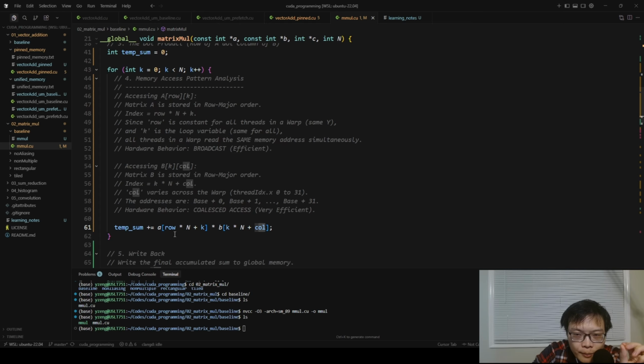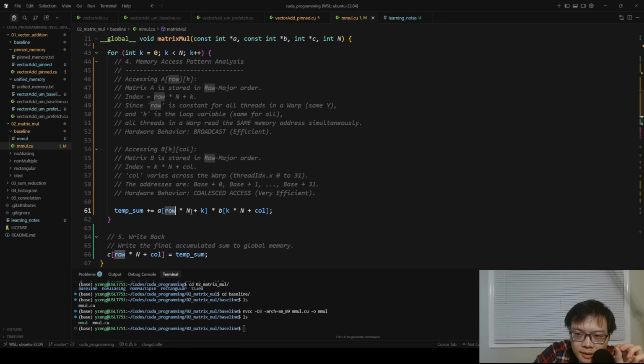Then let's check the matrix A access patterns. Again, assume k equals 0 and row equals 0. So this index simplifies to A0. Thread 0 wants A0, and thread 1 also wants A0. In fact, all 32 threads in the warp want exactly the same element.